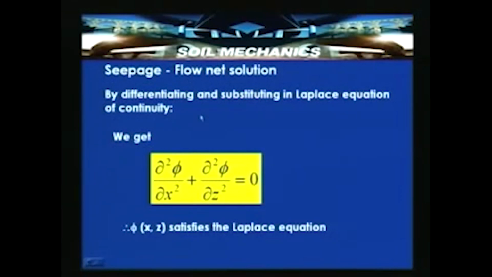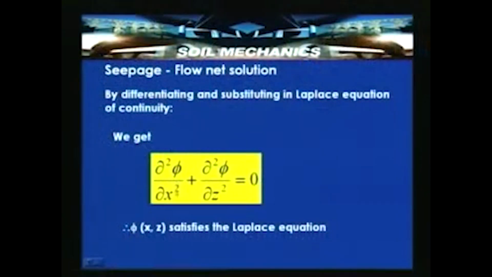Now, by differentiating equations A and B and substituting in the Laplace equation of continuity for two dimensional flow, we have defined the Laplace equation of continuity as ∂²h/∂x² + ∂²h/∂z² = 0. Substituting equations A and B after differentiating, we get ∂²φ/∂x² + ∂²φ/∂z² = 0. So, this indicates that the potential function φ(x, z) satisfies the Laplace equation of continuity.